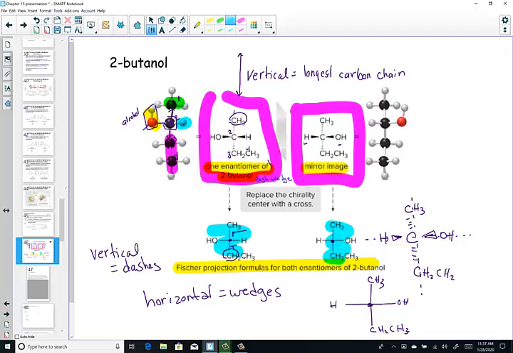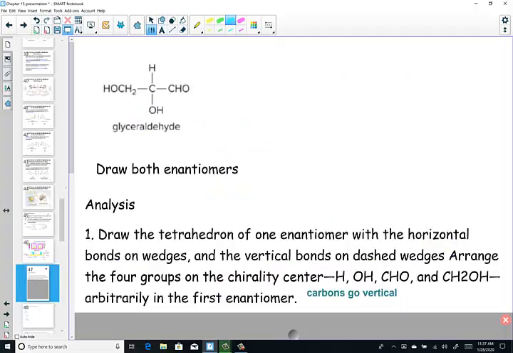The goal there was to move from a ball and stick model to a dash wedge model to what we call the cross Fischer projection. So let's begin by getting a little bit more practice with it. We're going to look at a glyceraldehyde molecule, and we're going to practice drawing both enantiomers.